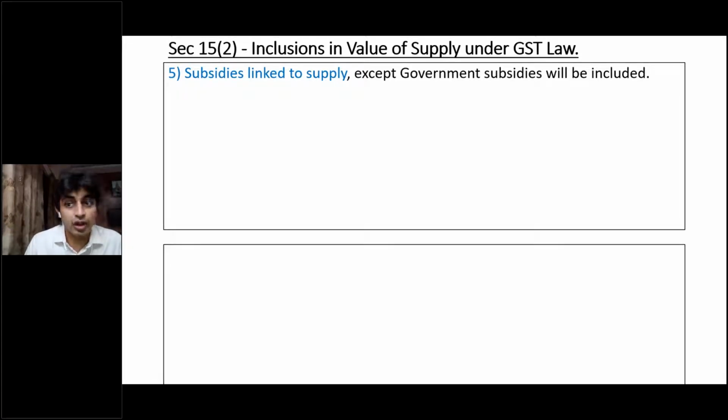Okay. So now, fifth point, subsidies linked to the supply will also be included, but ध्यान से पढ़ो, except government subsidies. Subsidies linked to the supply except government subsidy. Few queries are asked. I will take it at the last term. Sorry, can't ask right now. See this.